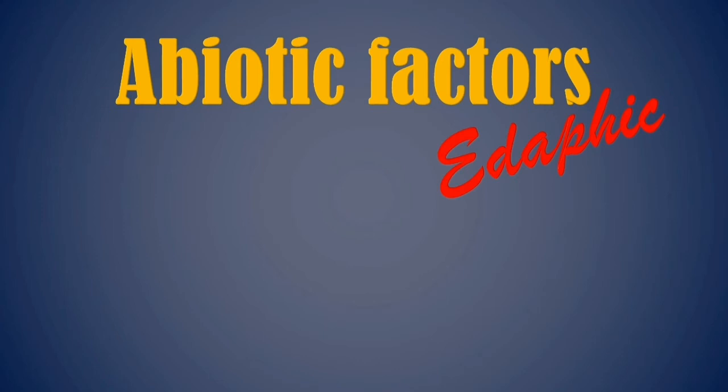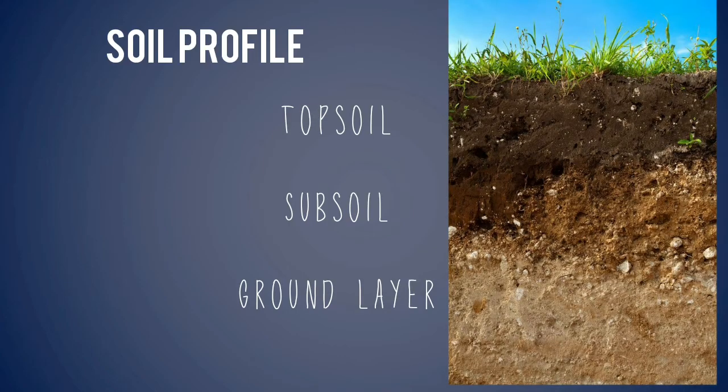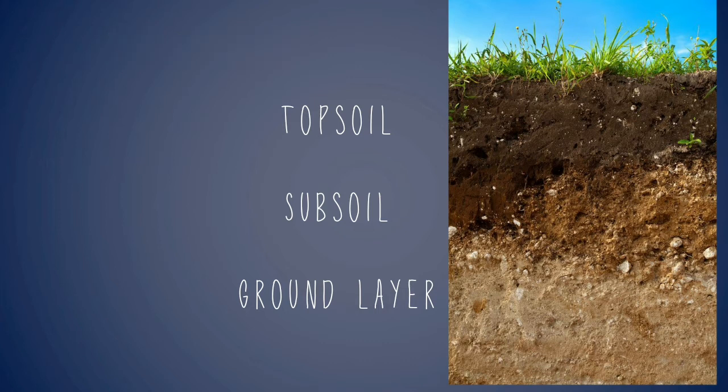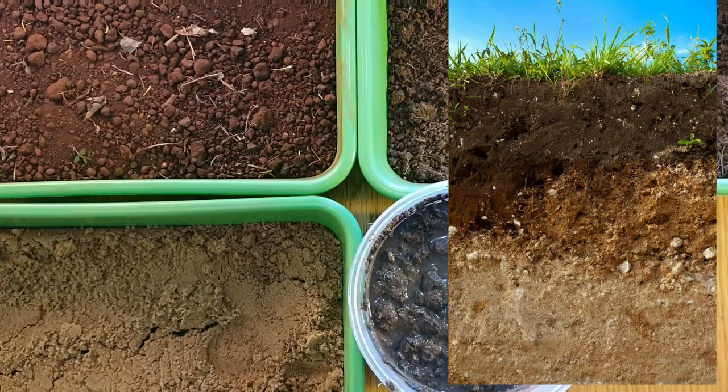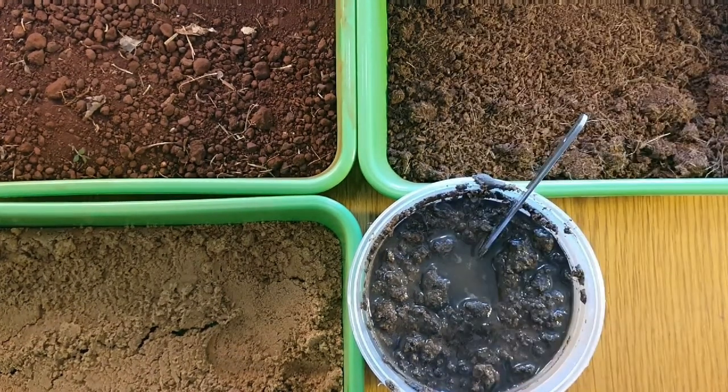Edaphic factors include the physical, chemical and biological properties of soil that result from biological and geological phenomena and other activities. If you look in a soil pit or in a roadside cut, you will see various layers in the soil. These layers are called soil horizons. The arrangement of these horizons in soil is known as the soil profile, and pedologists observe and describe soil profiles and soil horizons to classify and interpret the soils.